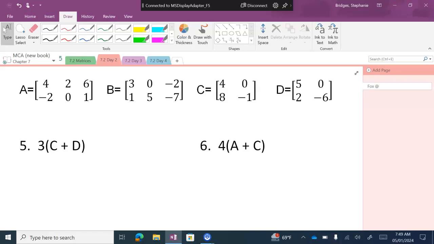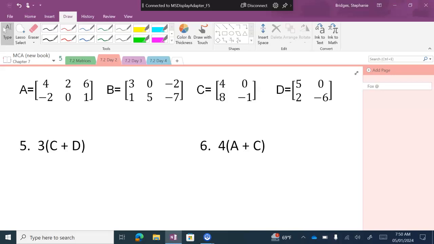So this time we have our scalar, that 3, on the outside of the parentheses, and I have 2 matrices inside parentheses added together. So you can do this one of 2 ways. The first way we could do it is if C and D can be added together, we could add them first and then multiply by 3.